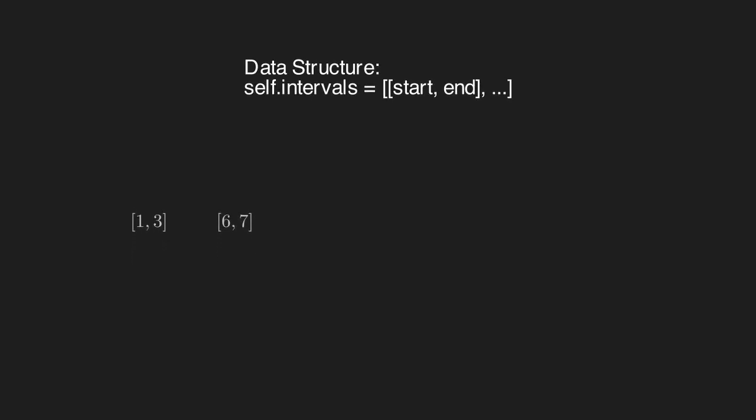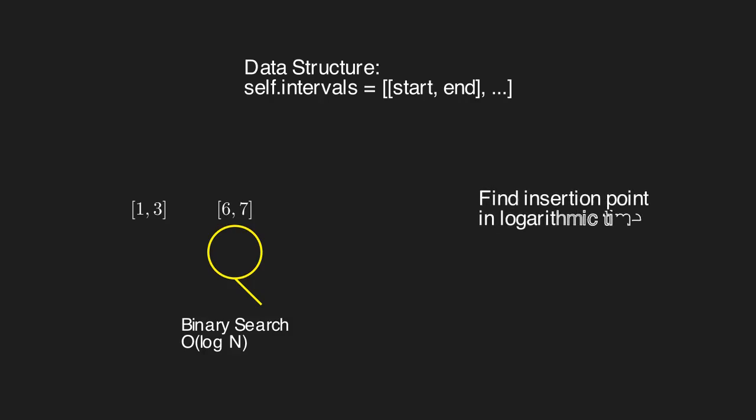To solve this efficiently, we must choose the appropriate data structures. We need to maintain a dynamically changing list of these sorted intervals. When a new number arrives, we need to quickly find its correct position to maintain the sorted order. A list of arrays, specifically formatted as [start_1, end_1], [start_2, end_2], combined with binary search, will allow us to locate this insertion point in logarithmic time.